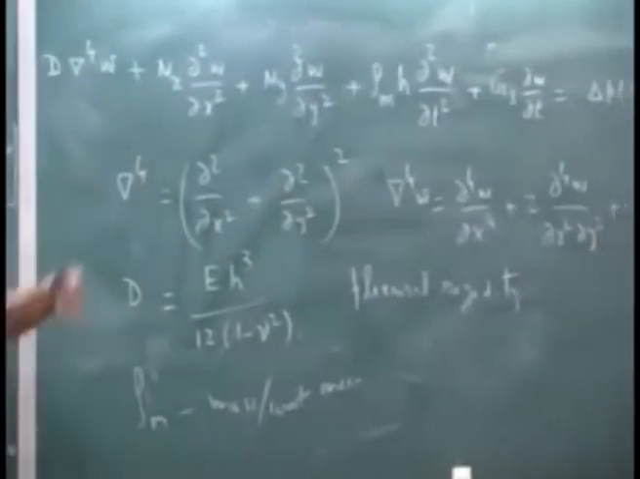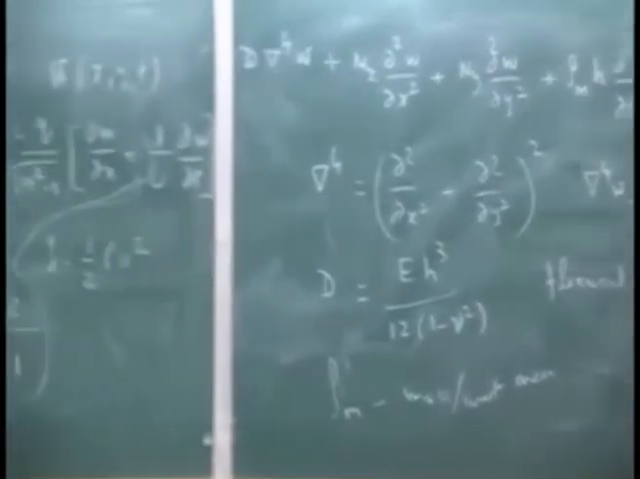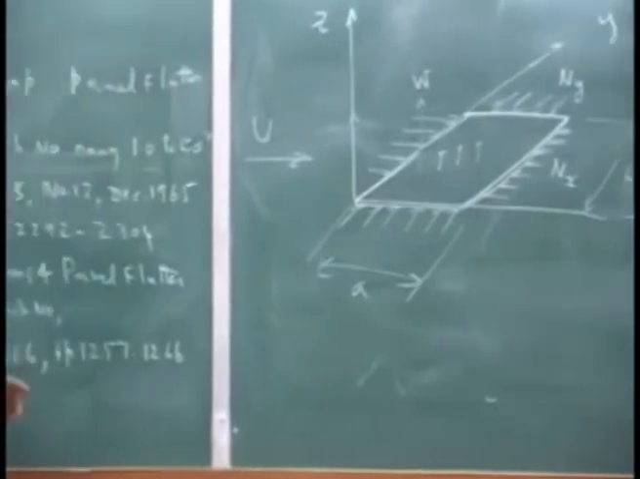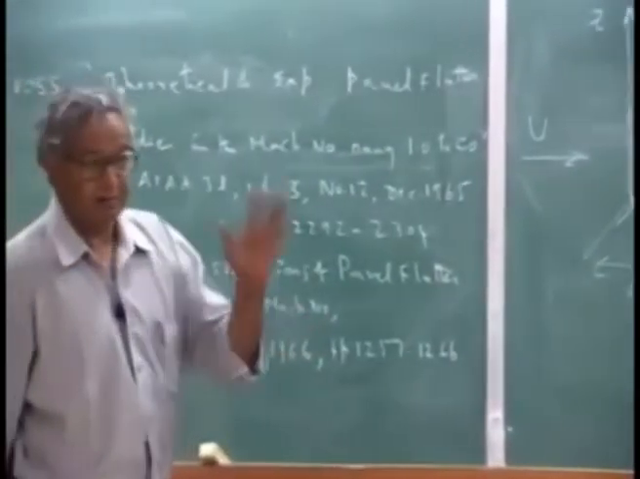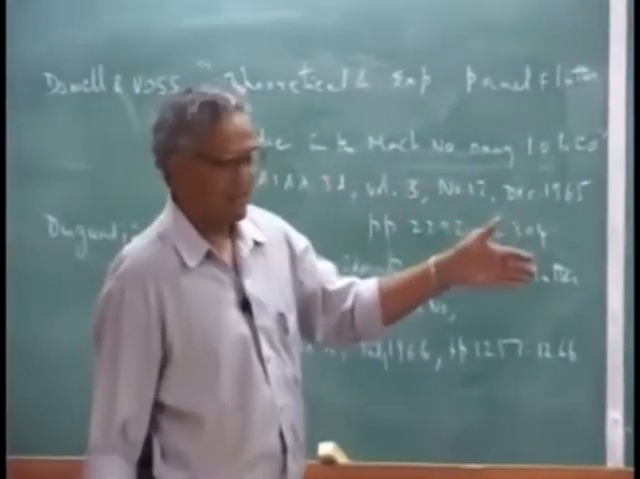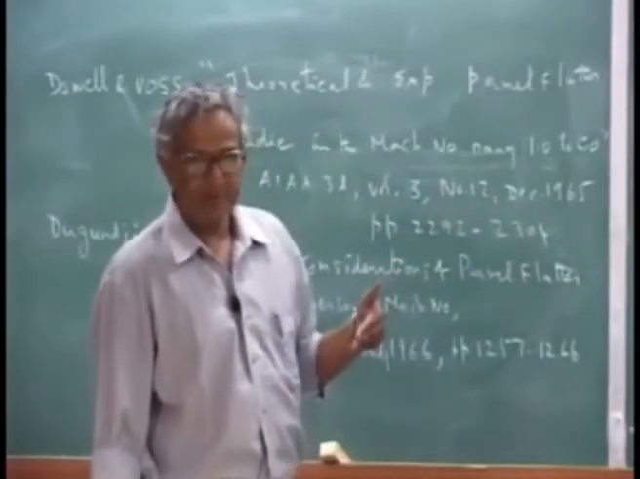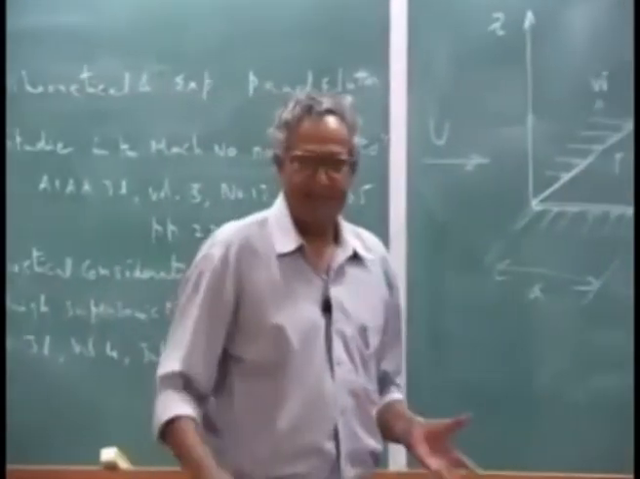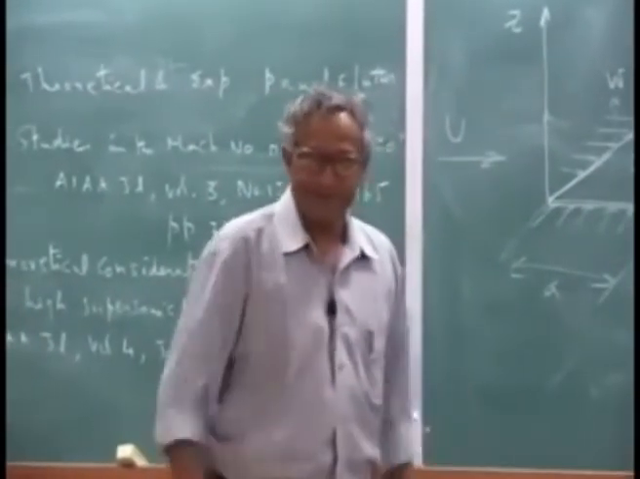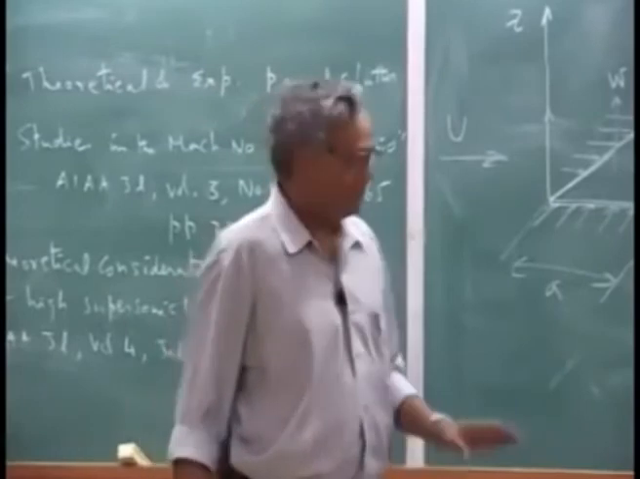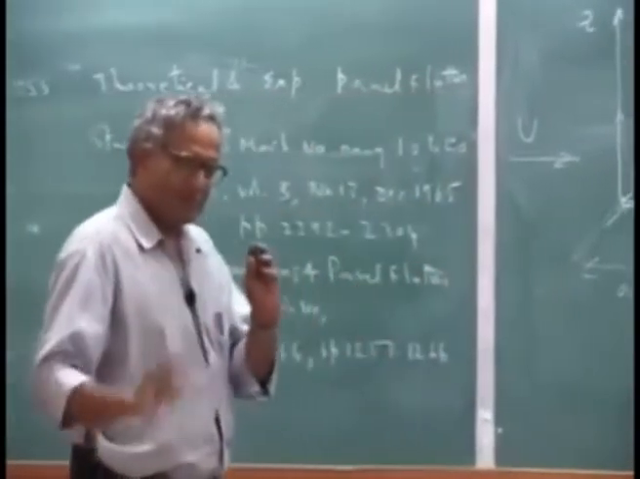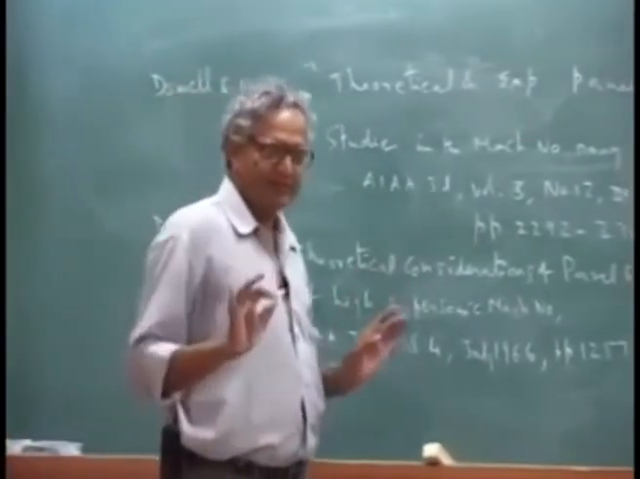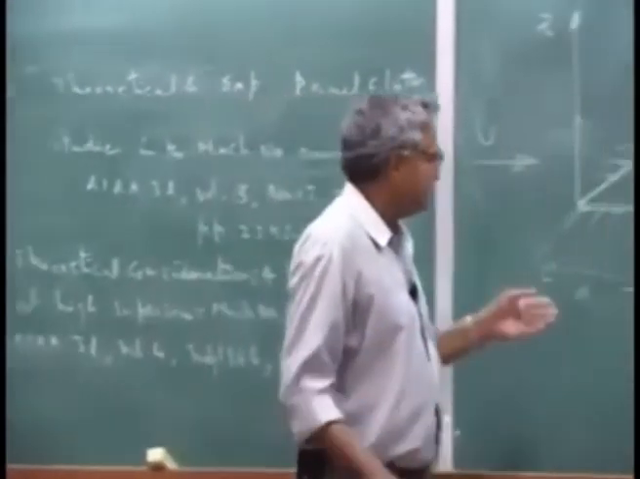Now this equation, they have solved for different A by B, and then found out the condition under which it will have flutter. Okay. These are non-dimensionalized and things like that. Because I know the procedure. Since you have not done plate problems, there is no point in going into in-depth. Okay. But this is just to give you an idea that one of the simplest things to avoid panel flutter is thickness.